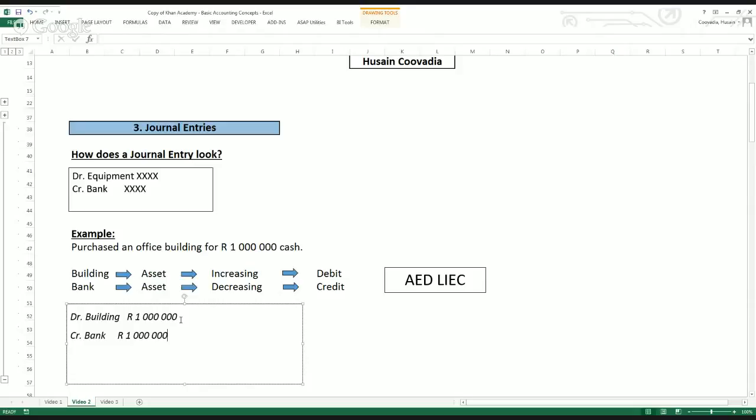And then we'll have a journal narration. So after that, we'll just put a small journal narration at the bottom. It will say purchased building for cash. And that's about it. So that's a simple example of taking a transaction and putting it into a journal entry.